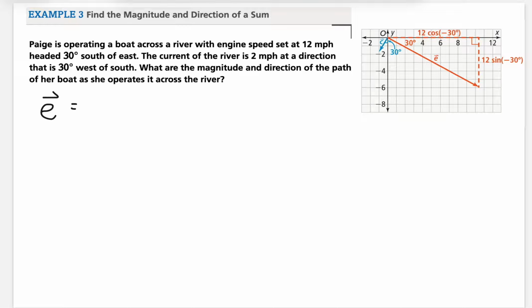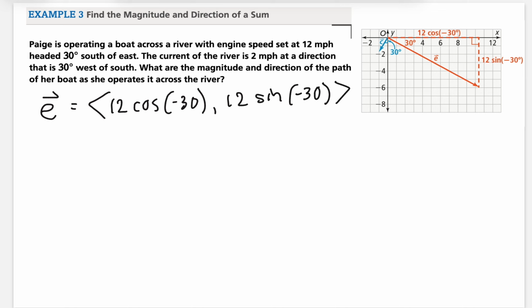So to take the information that we have to find the component form, we're going to take the magnitude times the direction. So we would take 12 cosine of negative 30 and 12 sine of negative 30. And so if we type that into our calculator, we end up with 10.39, negative 6. So that is our vector E.